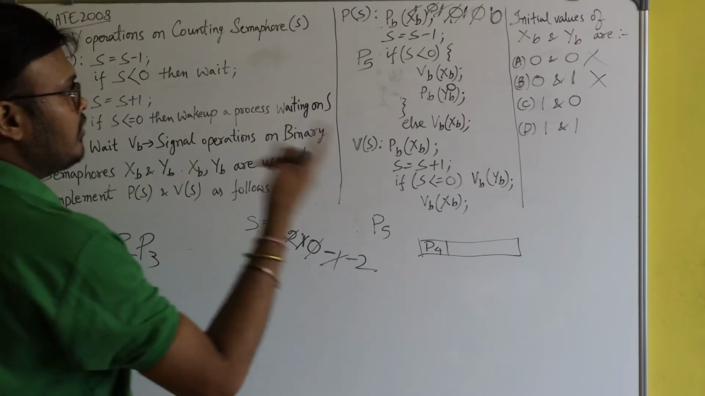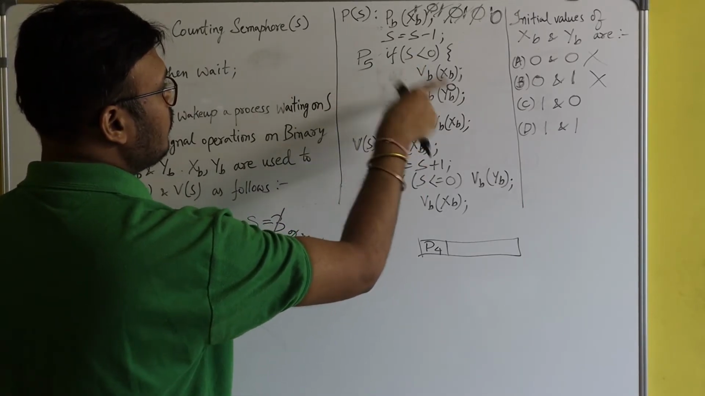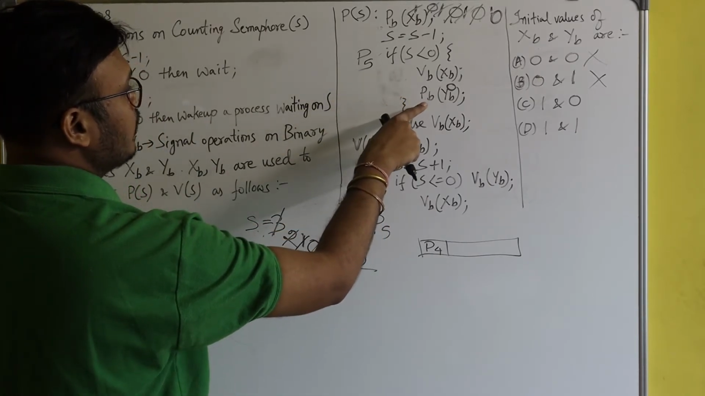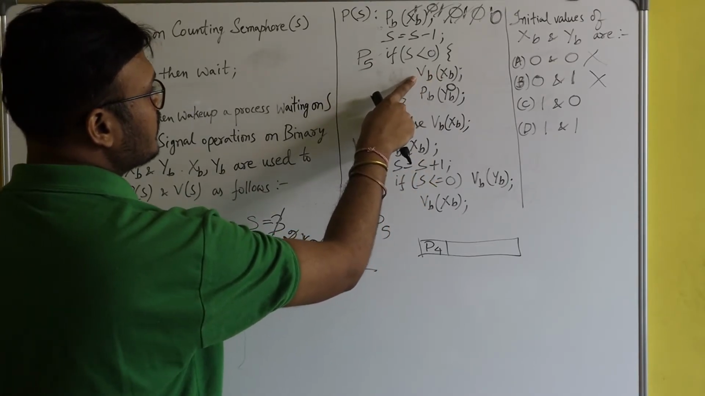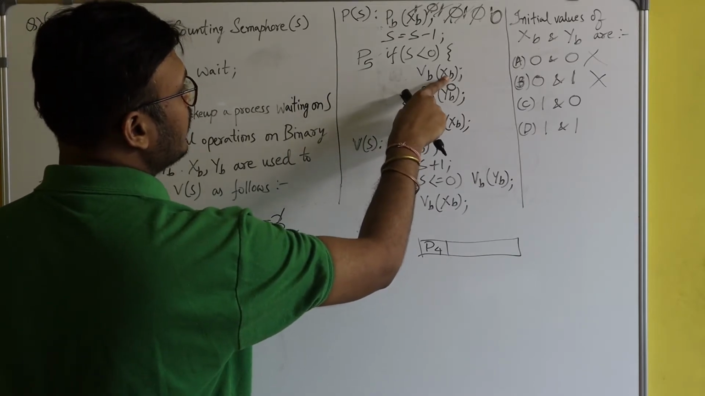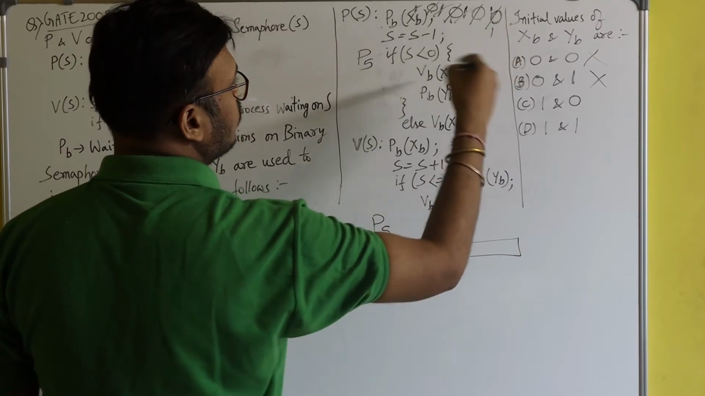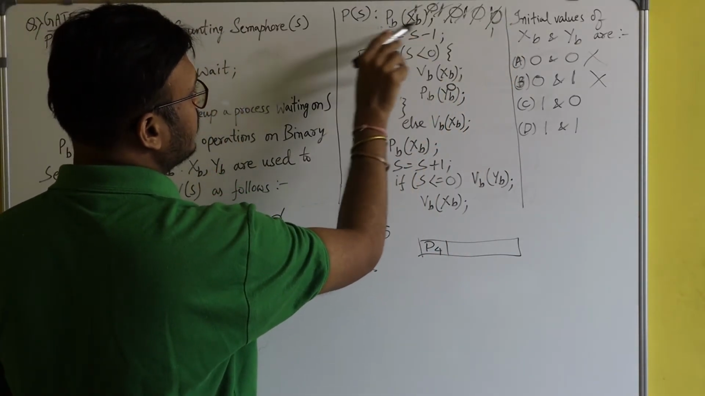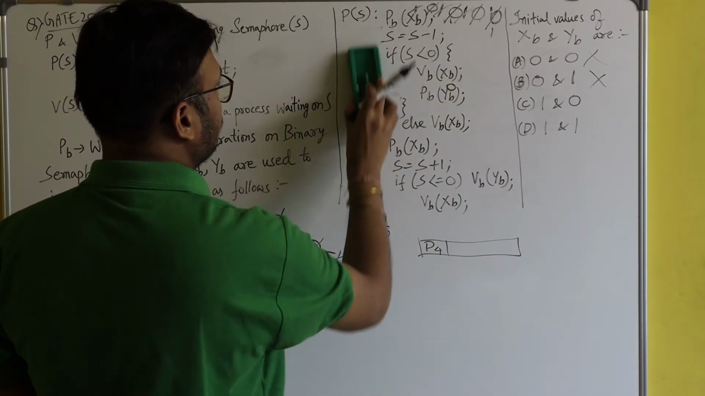So now what will P5 do? P5 will execute this code, VB of XB. Since this condition is true, that's why P5 is executing this code. VB of XB means what? Before getting blocked, P5 will give the signal to XB so that it will again become 1, so that if another process tries, that process will successfully execute this code. So P5 has made it 1.